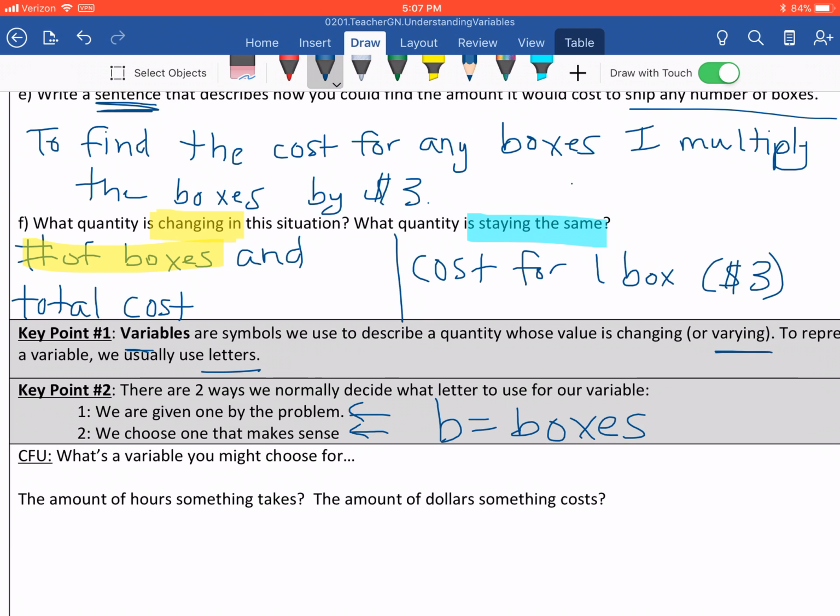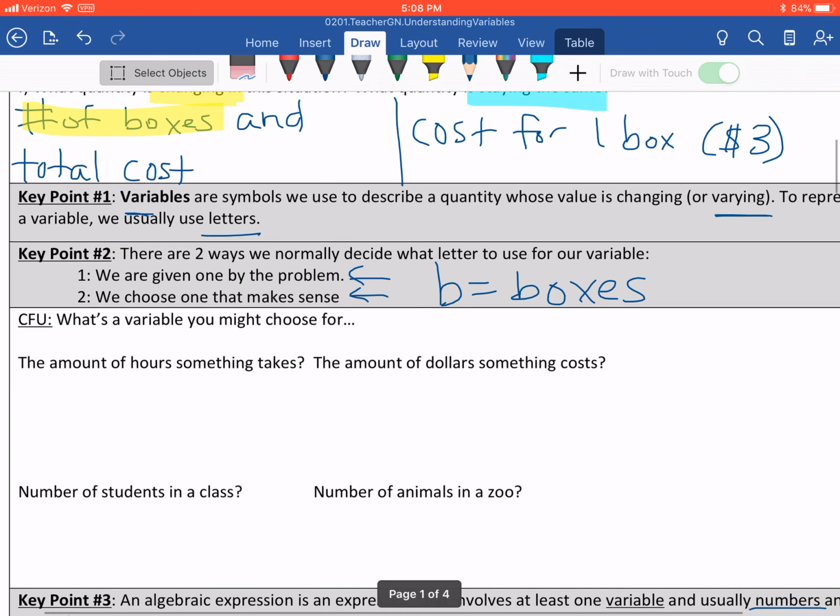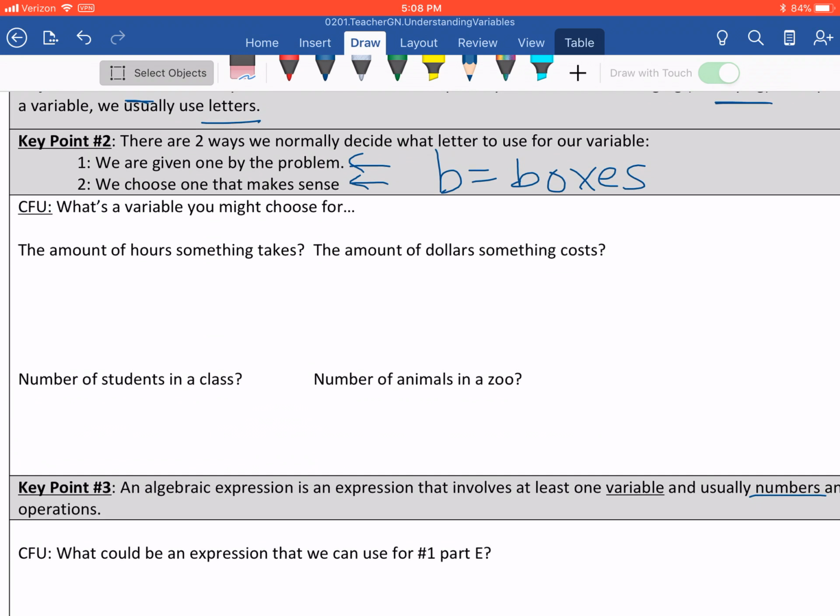So sometimes it was 6, sometimes it was 3, sometimes it was 12. B is a changing number. It's any time that I want to represent the number of boxes, but it's not always the same number. Now I want you to pause the video here and look at the CFU, or the check for understanding. I want you to think, what's a variable that you might choose for these 4 problems? So take a second, try them out, and unpause the video whenever you're ready to check.